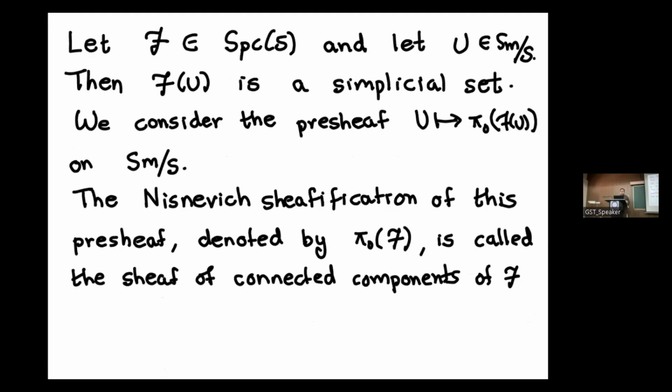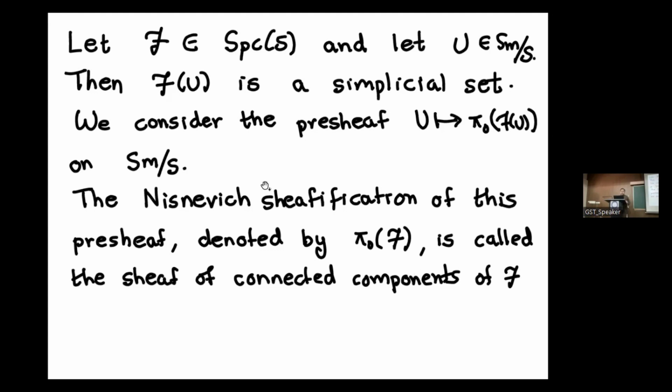Now, if F is a space and U is a smooth scheme over S, then F of U is a simplicial set. Normally, if we are looking at ordinary sheaves, for example, any scheme can be viewed as a sheaf over the category of schemes, and if F happens to be a sheaf representing a scheme, then F of U is the set of U-valued points of F. So there it's just a set. Here it has a little more structure: a topological space or a simplicial set.